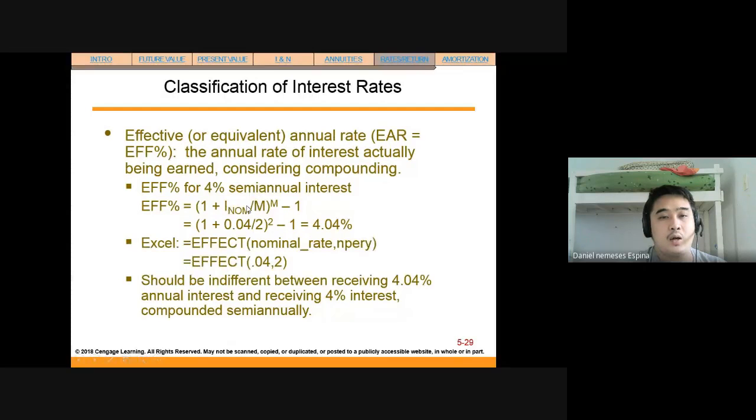So the formula for getting the effective rate is 1 plus the annual nominal rate divided by 2, since it is semi-annual, raised to 2, because there are two compounding periods in a year, minus 1. So your true rate, what you actually paid or earned, is 4.04%. So you should be indifferent between receiving 4.04% annual interest and receiving 4% interest compounded semi-annually.